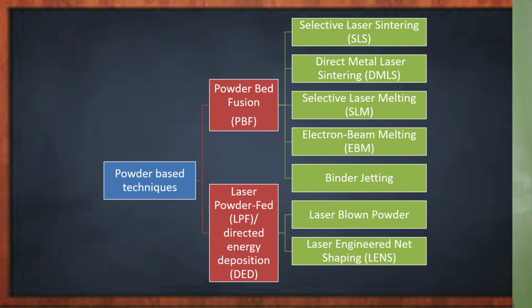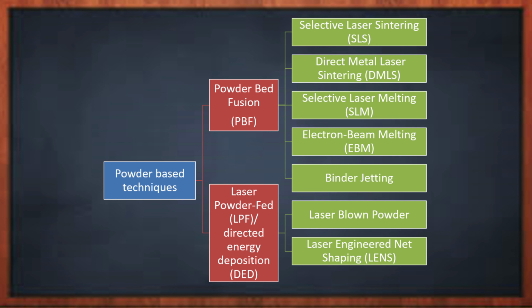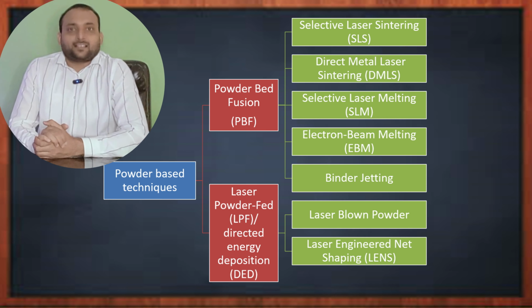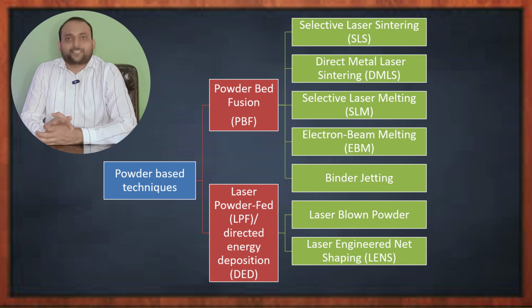As discussed, powder-based 3D printing processes are classified into two types: powder bed fusion techniques and laser powder fed or direct energy deposition techniques. At the heart of powder bed fusion is selective laser sintering. Along with SLS, the other variants of powder bed fusion are direct metal laser sintering (DMLS) or selective laser melting (SLM). Next is electron beam melting (EBM) and binder jetting. These methods refine SLS, offering different benefits like stronger parts and more material options.